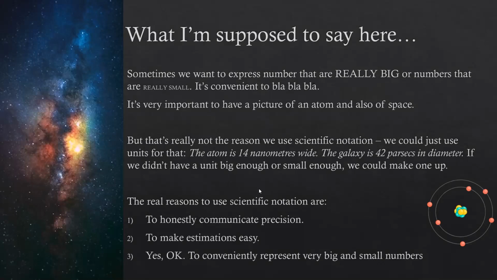at all. The real reasons are all about precision and estimation. So we use scientific notation because we want to honestly communicate precision. And it also makes doing estimates straightforward. And sometimes it's convenient to write everything in meters or everything in kilometers, and yes, it's useful to write big and small numbers, but if that was all we were doing here, scientific notation and sig figs would not be worth your time, really.